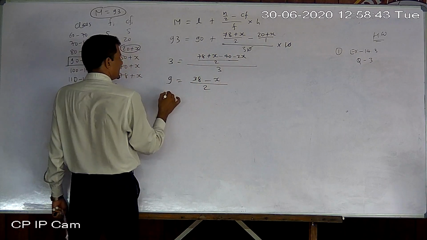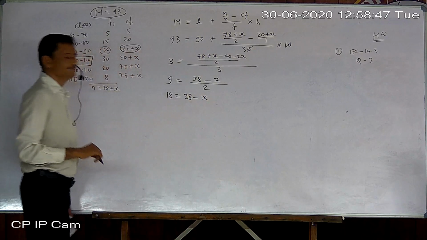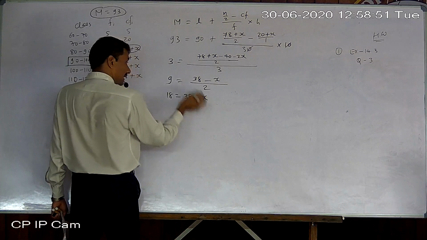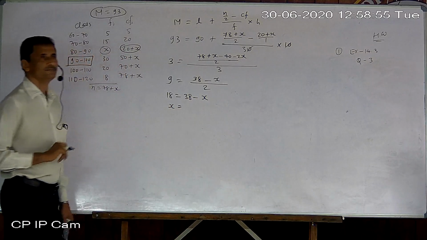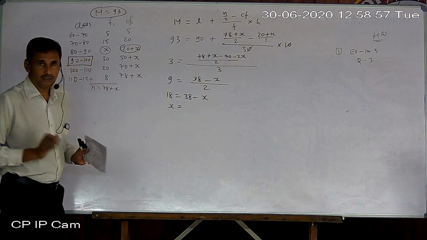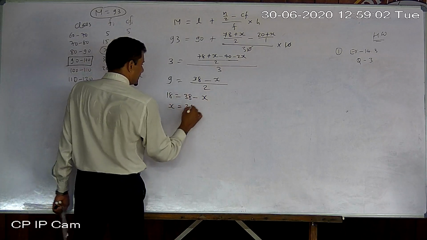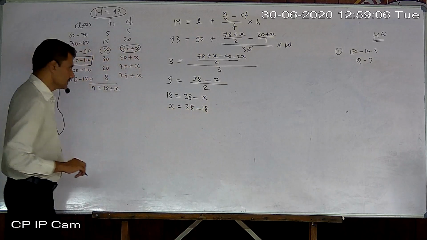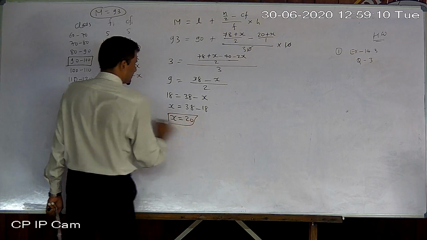So 9 twos are 18 equal to 38 minus x. Now just like the previous sum, shift x here so that it becomes positive. It is not compulsory; you can keep it on the right side also. Now 38 is shifted to 18 here only, so it becomes negative. So x is 20. That is our answer.